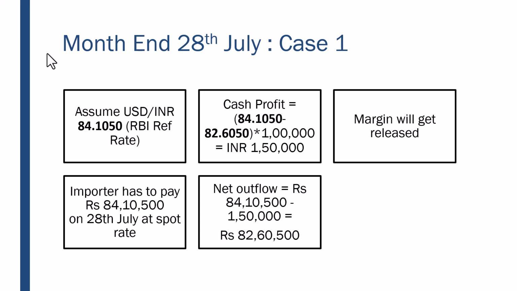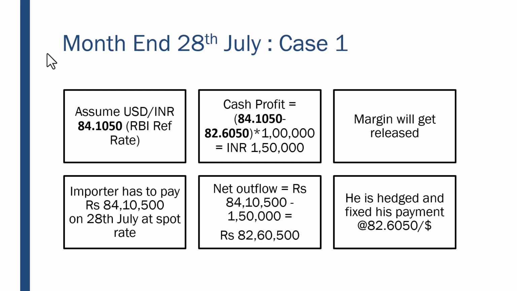Okay, 82 lakh 60,000. Is that okay? This is clear? Now he is hedged and his fixed payment is how much? 82.60. Is this clear? 82.6050.